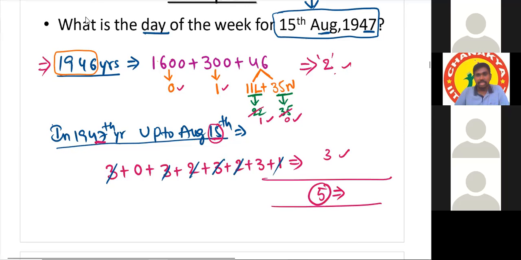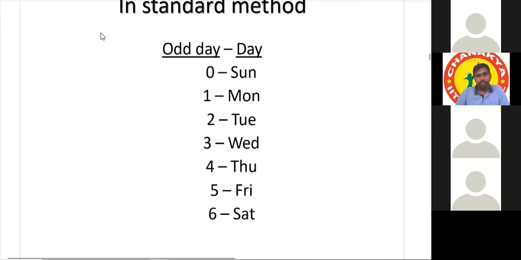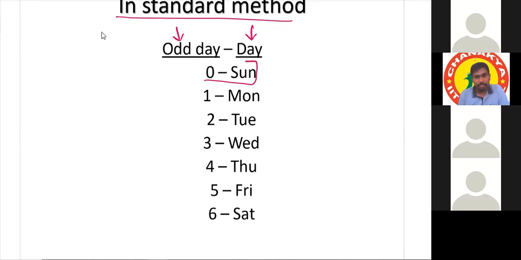So based on this 5, how to say the answer? See here, it is in the above slide. It is Friday. Based on odd days, how to say the day? Remember this point. In the standard method, we have to start 0 with Sunday. No need to memorize all those things. If 0 is Sunday, 1 will be Monday, 2 will be Tuesday, right?